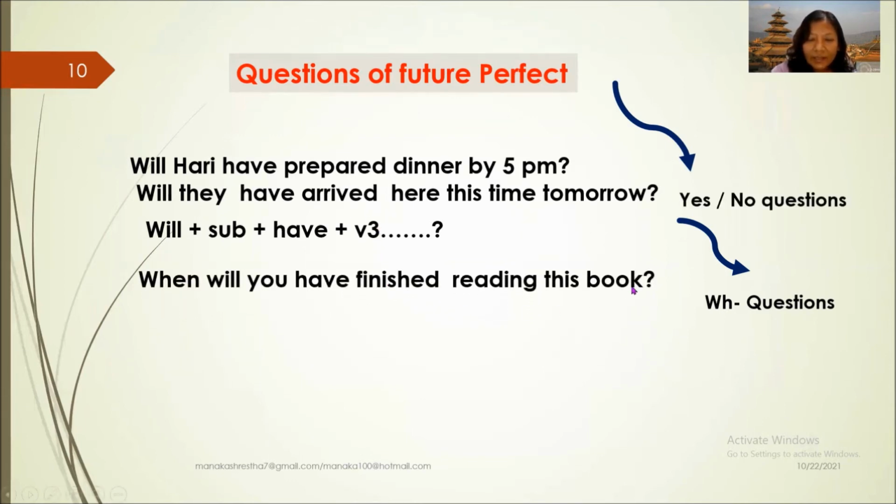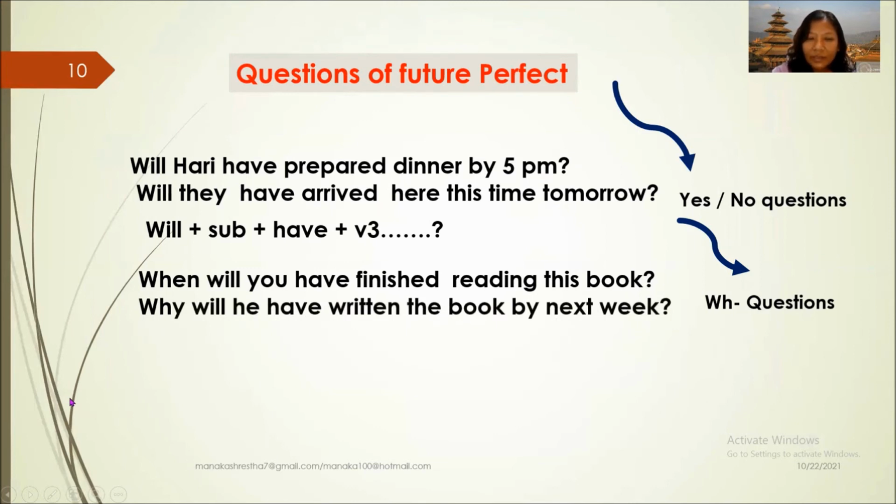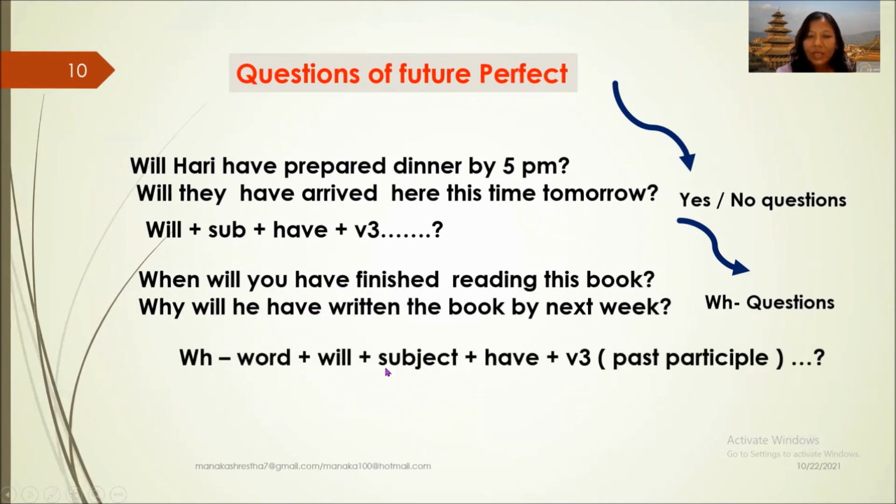And the second example here: when will you have finished reading this book? Why will he have written the book by next week? This is the example of wh-questions. When we make wh-questions, we use first the wh-words, when, why, how, etc., and then will, and after that the subject, and then have plus verb 3. Remember the structure is wh-word plus will plus subject plus have plus verb 3, past participle, and then a question mark.